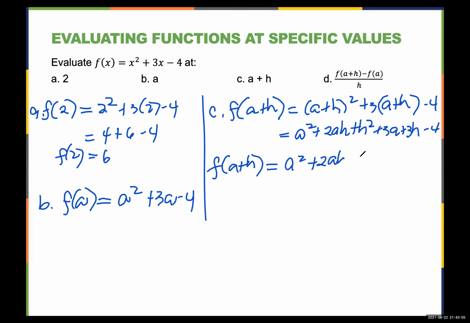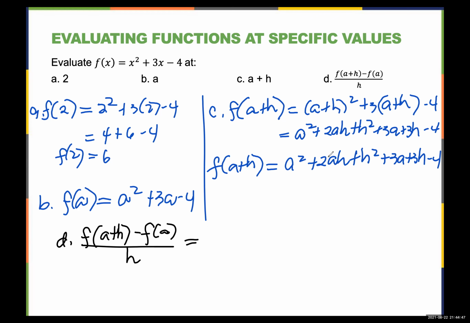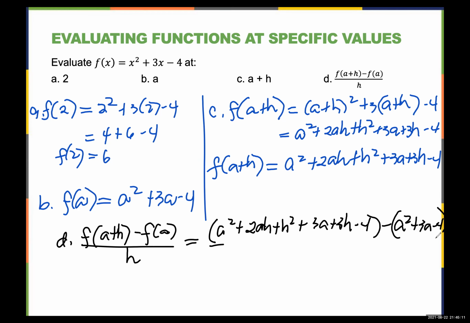And the fourth one, letter D, f of a plus h minus f of a, over h. I'm going to use this space here. So f of a plus h, we already have that from letter C. So that is a squared plus 2ah plus h squared plus 3a plus 3h minus 4, minus f of a. That is letter B, which is equal to a squared plus 3a minus 4, all over h.